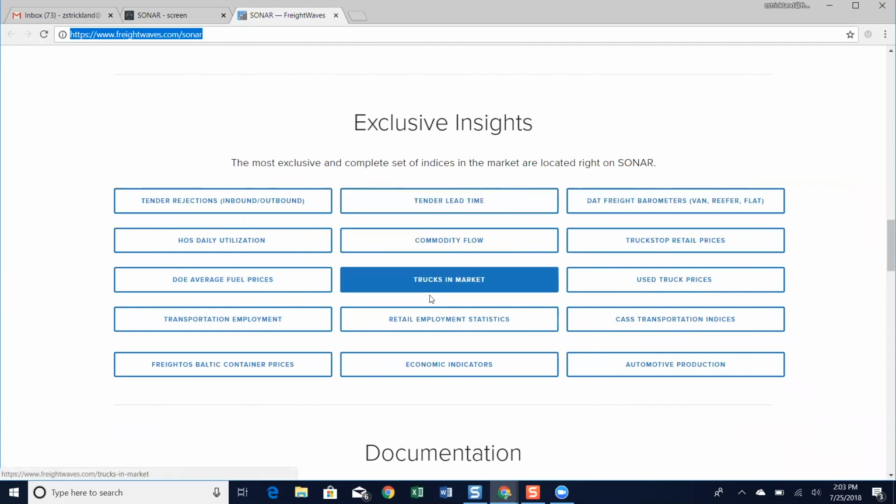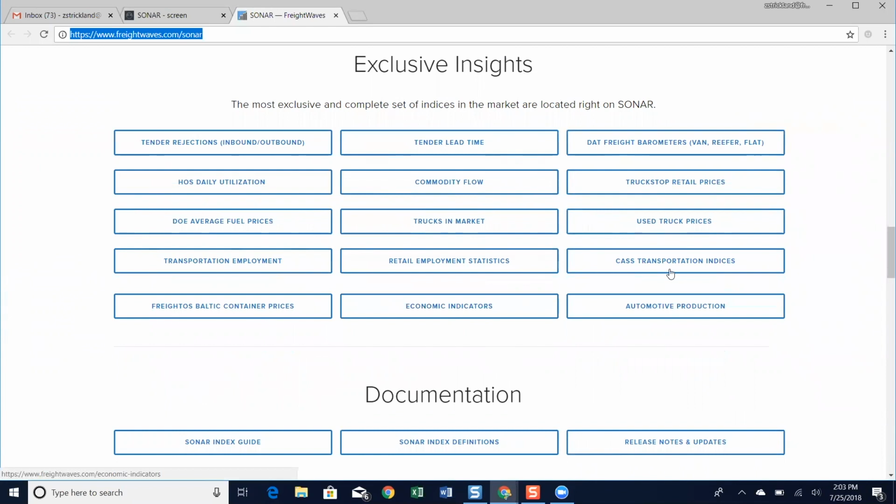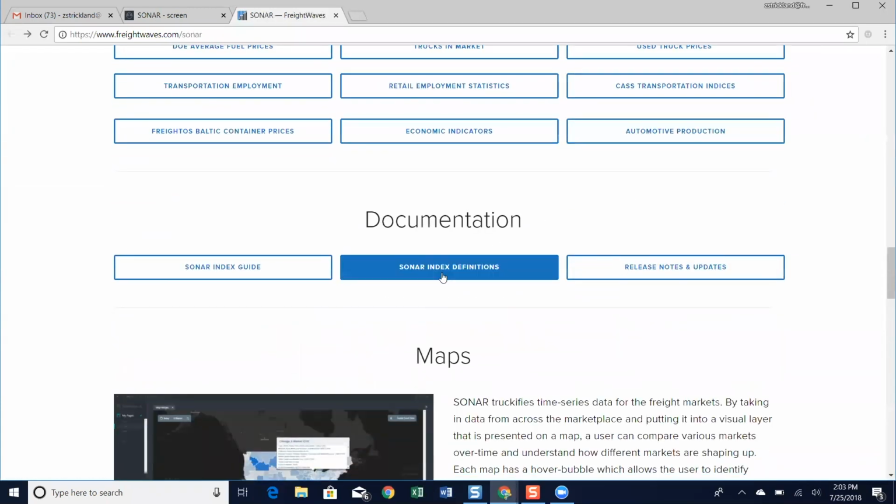All these buttons show our data sets, the explanations as we mentioned, how often they're being updated, and who within your organization will probably be most interested in using them or looking at them.